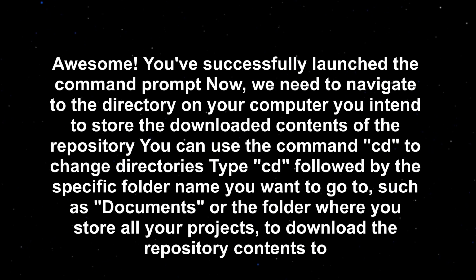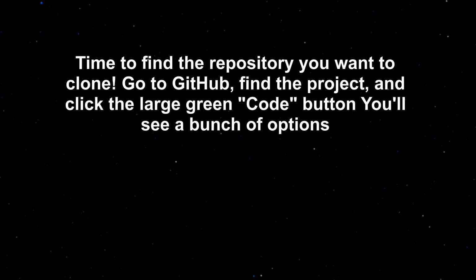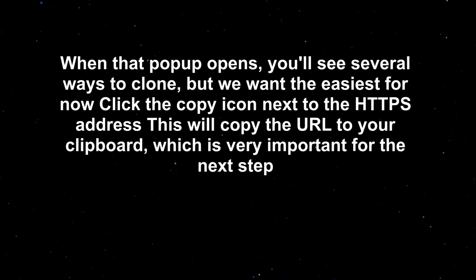To download the repository contents, it's time to find the repository you want to clone. Go to GitHub, find the project, and click the large green code button. You'll see a bunch of options. When that pop-up opens, you'll see several ways to clone, but we want the easiest for now. Click the copy icon next to the HTTPS address. This will copy the URL to your clipboard, which is very important for the next step.